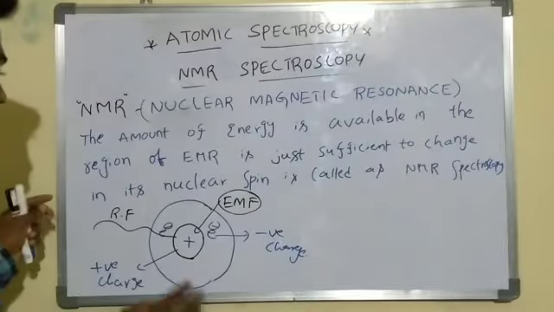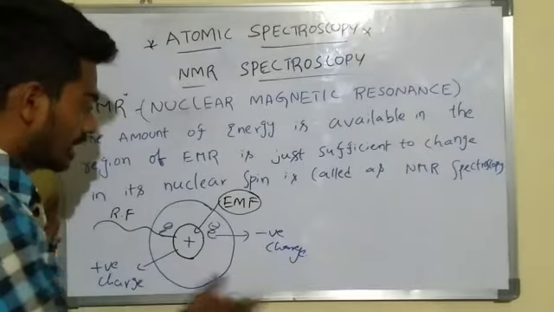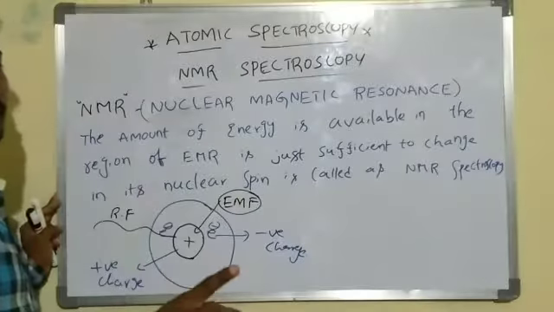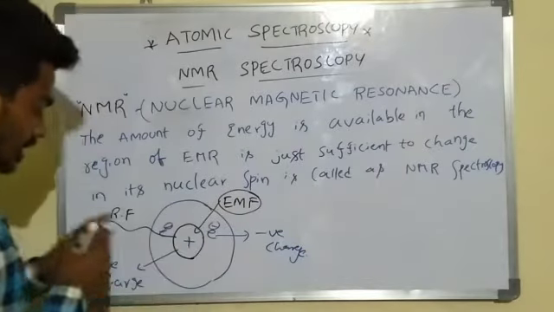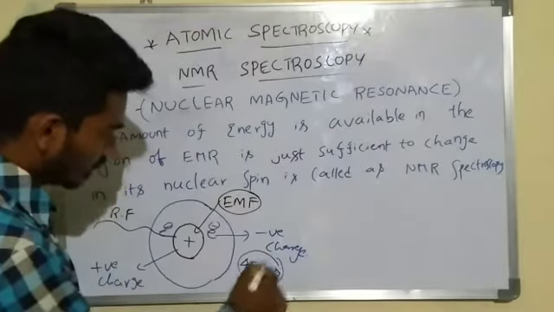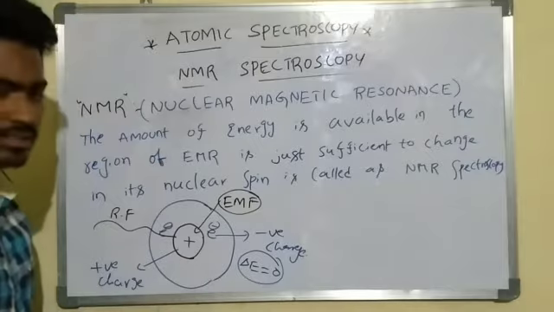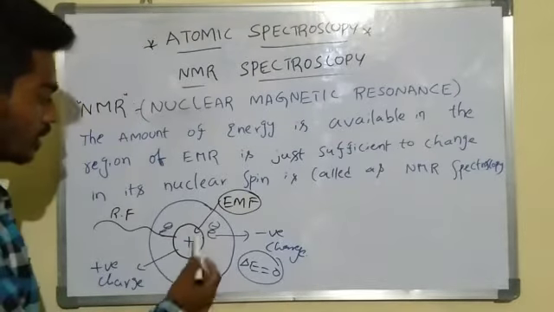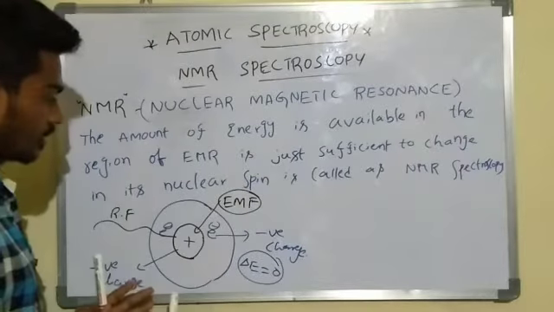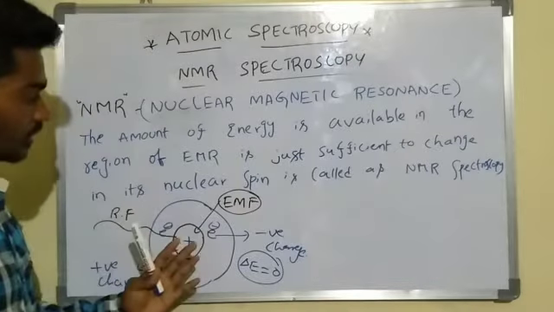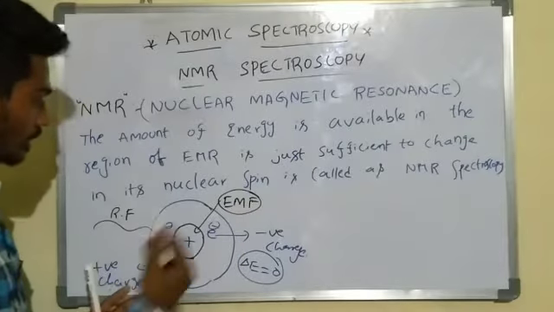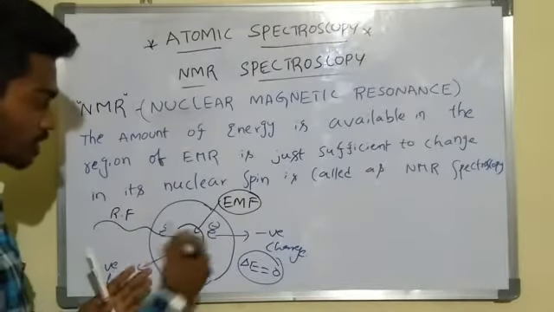Again, the nucleus has a positive charge and the electrons have a negative charge. Initially this nucleus and electrons are in a degeneracy state. Degeneracy means the same energy state, that is delta E equal to 0. In this situation there is no possibility of transition. So to remove the degeneracy, we provide an external magnetic field. Then the degeneracy is removed by applying the external magnetic field.